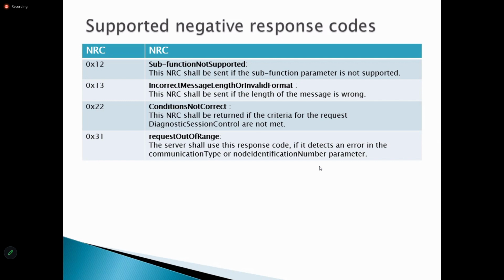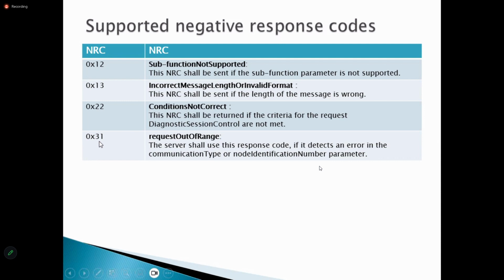Condition not correct, you know, right? If the vehicle speed is high, or the ignition is in off state, or the engine is running, or the voltage is not within the range, then these precondition checks fail. Then NRC 22 will be given by the server. Clear? Is it clear? Yes, sir.